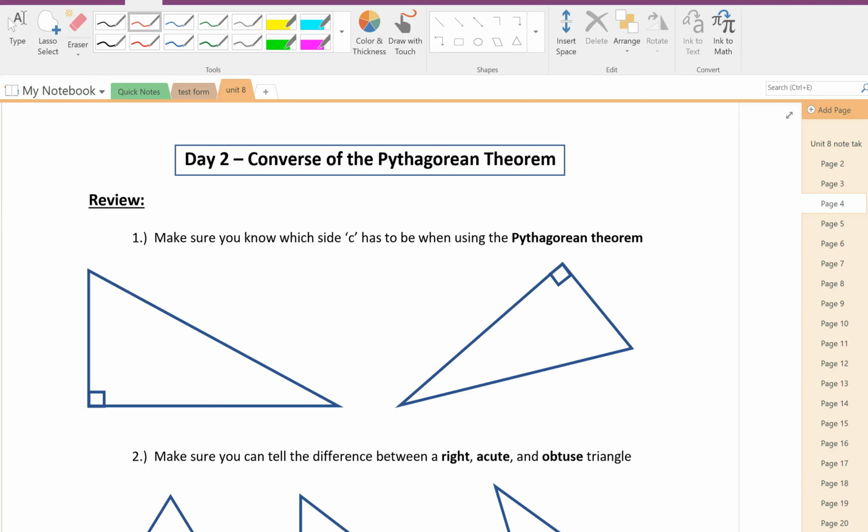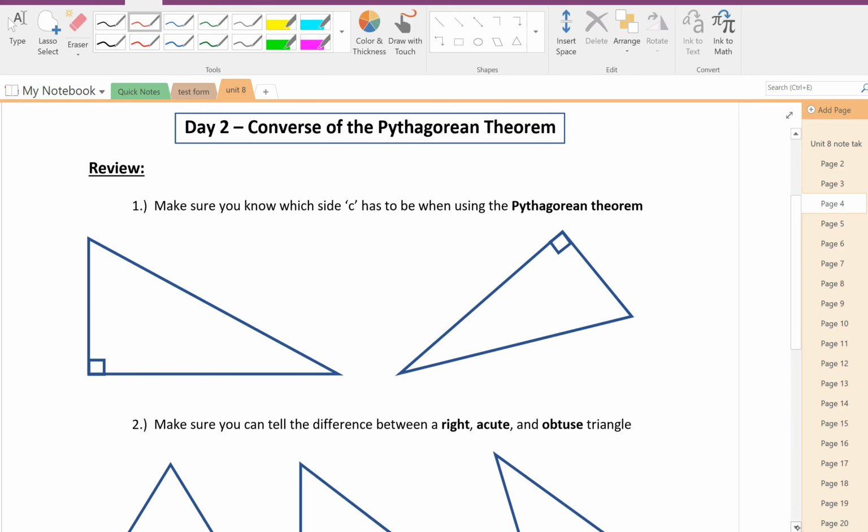All right, day 2 of Unit 8. We've been talking a lot about the Pythagorean theorem, and we're going to talk about something called the converse of the Pythagorean theorem. That just means if I know that a squared plus b squared equals c squared in a right triangle, at the same time I can say that if a squared plus b squared equals c squared, those three sides have to make a right triangle. And we'll get to that in a minute.